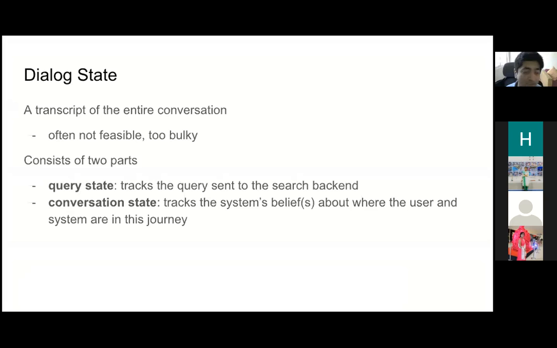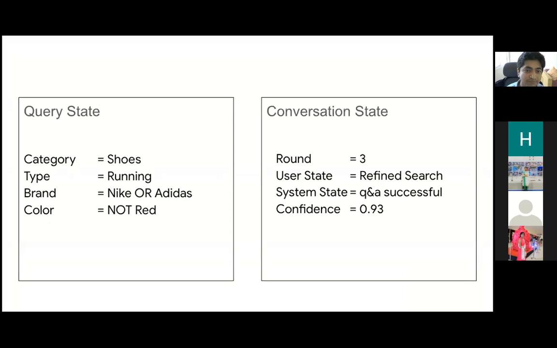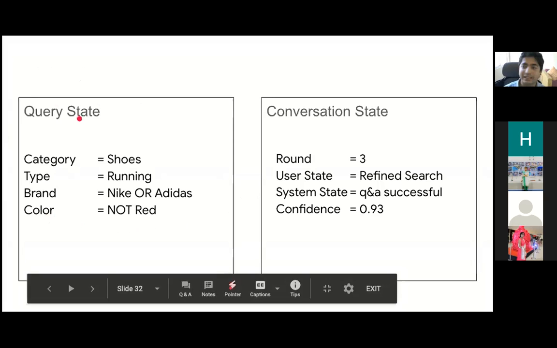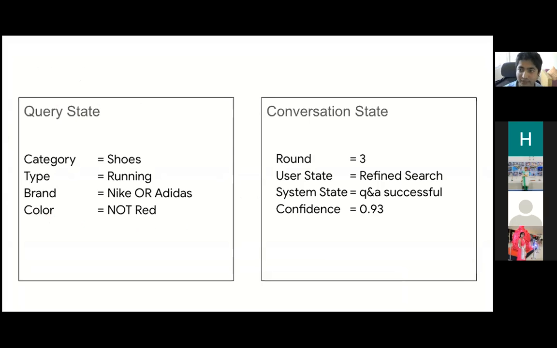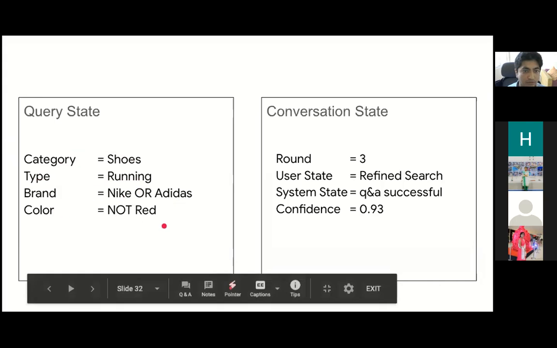That's the conversation state. So we separate out the queries as a part of dialogue state. We separate out query state and conversation state. And here is a small, minimalistic cartoon example of what these could be. At any point in time, let's say the user has had 3 rounds of conversations with the system. At this point, the query state will be that the shopping category is shoes, type is running, brand might be Nike or Adidas, and color is not red.